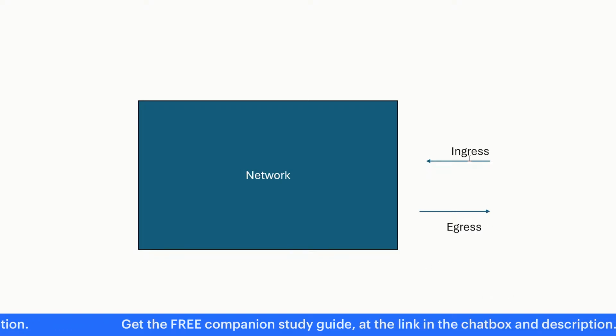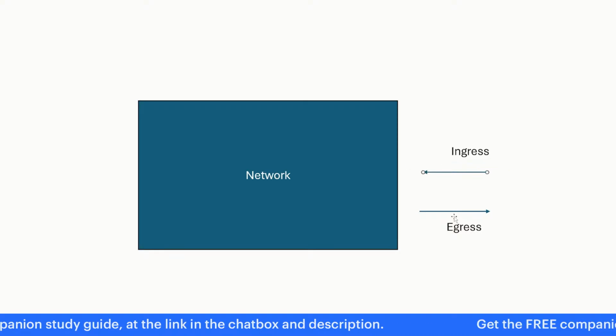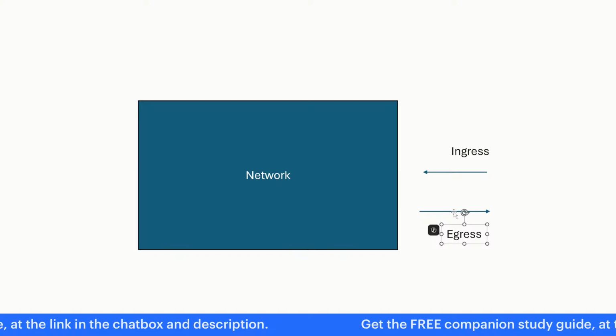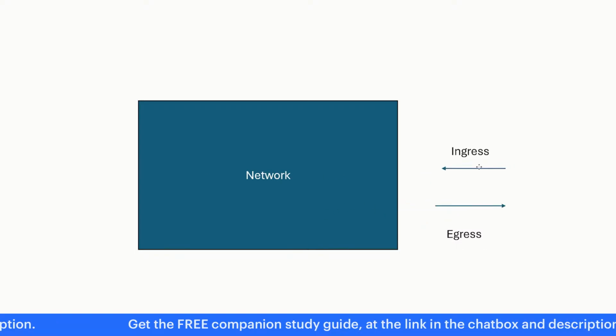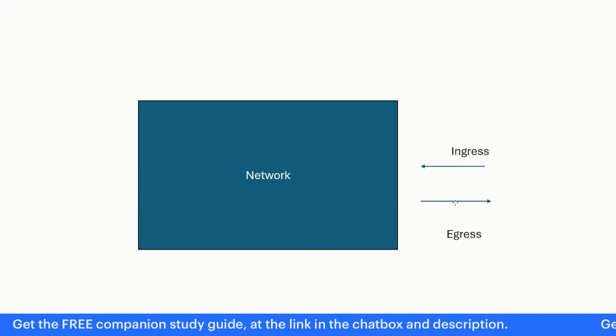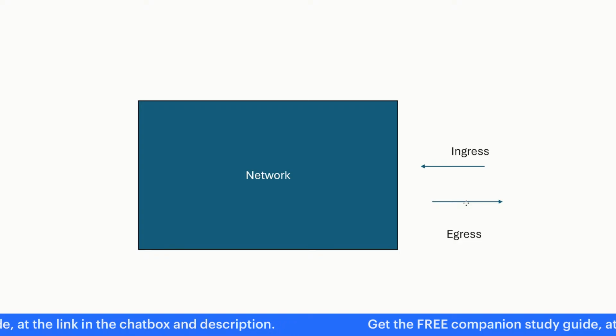Ingress traffic is traffic that is coming into our domain or our network, whereas egress traffic is what's leaving our systems and going out. So ingress is coming in and egress is going out. And that's going to be ingress versus egress traffic.